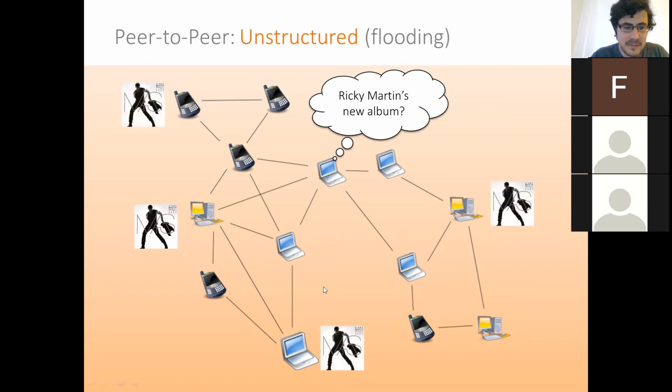So this album is actually probably from 2013. I don't think I ever updated Ricky Martin's new album in the slide, but the client here knows that someone in the network must have a copy of this. So how does that client find the people in the network?